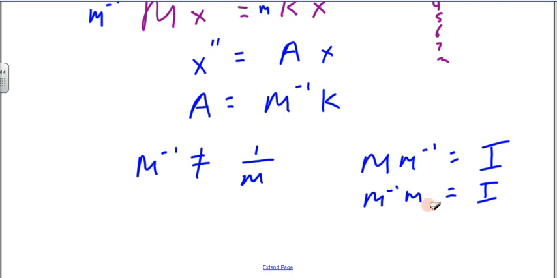How do we come up with an M inverse? Okay, well, let's say I've got 1, 2, 3, 4.